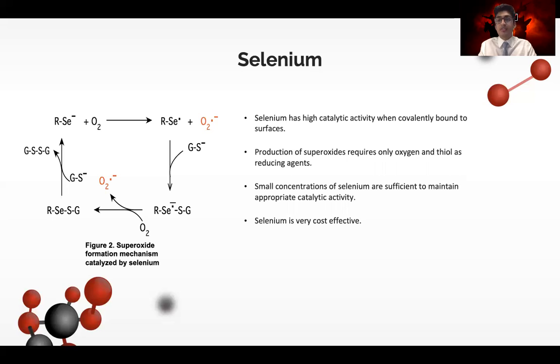Only oxygen, which is present in the mouth, and thiol, which is present in most, if not all, bodily fluids, as well as on the surface of bacteria. The second advantage of selenium is that small concentrations of selenium are sufficient to maintain appropriate catalytic activity. So not a lot of selenium is needed to prevent this biofilm growth. Finally, selenium is also very cost effective, which is a huge advantage over its major competitors such as silver.